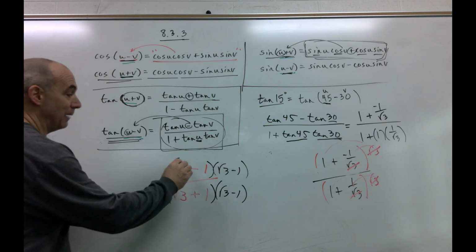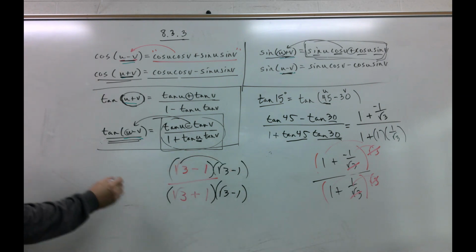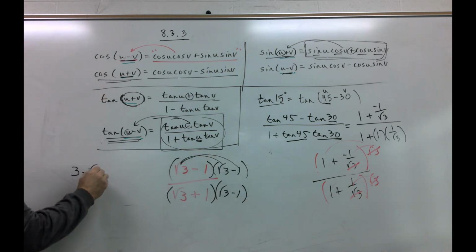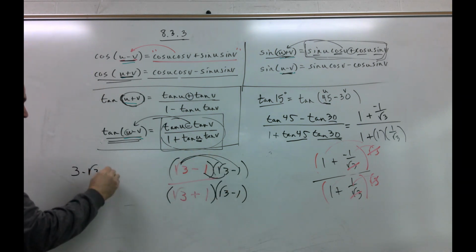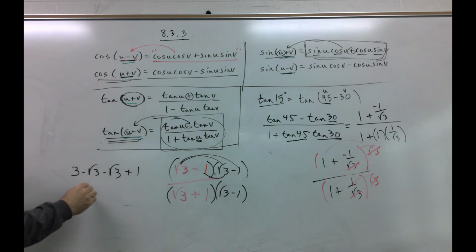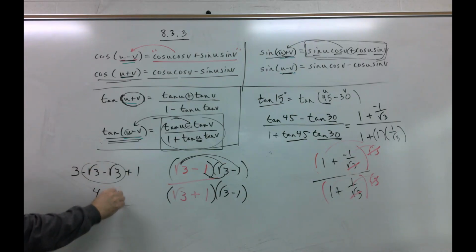So in the top I have to FOIL. So there I get 3. Outside, negative square root of 3. Inside, negative square root of 3, negative 1 is 1. I'm going to clean that up. 3 plus 1 is 4. These are like terms, minus 2 square root of 3.